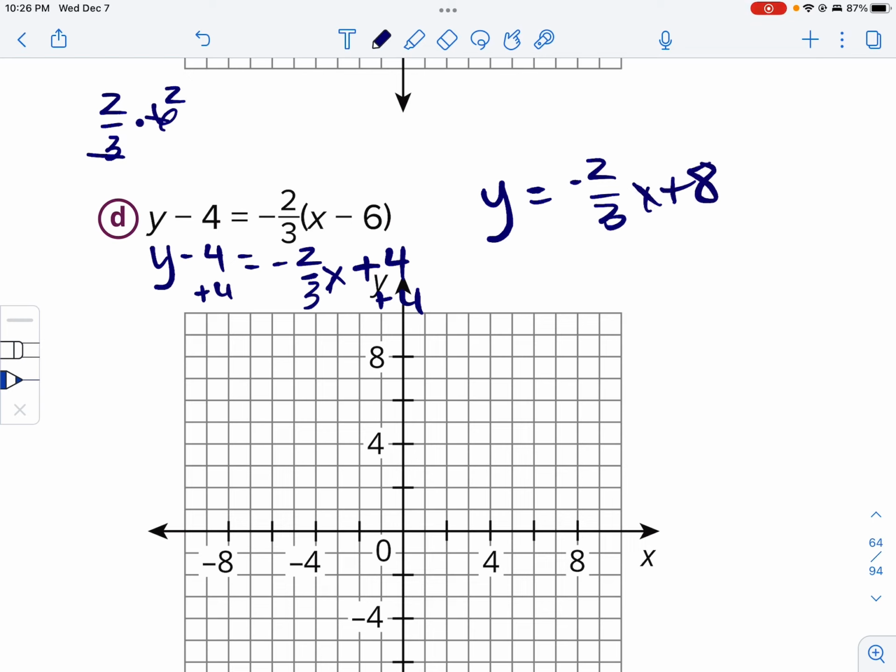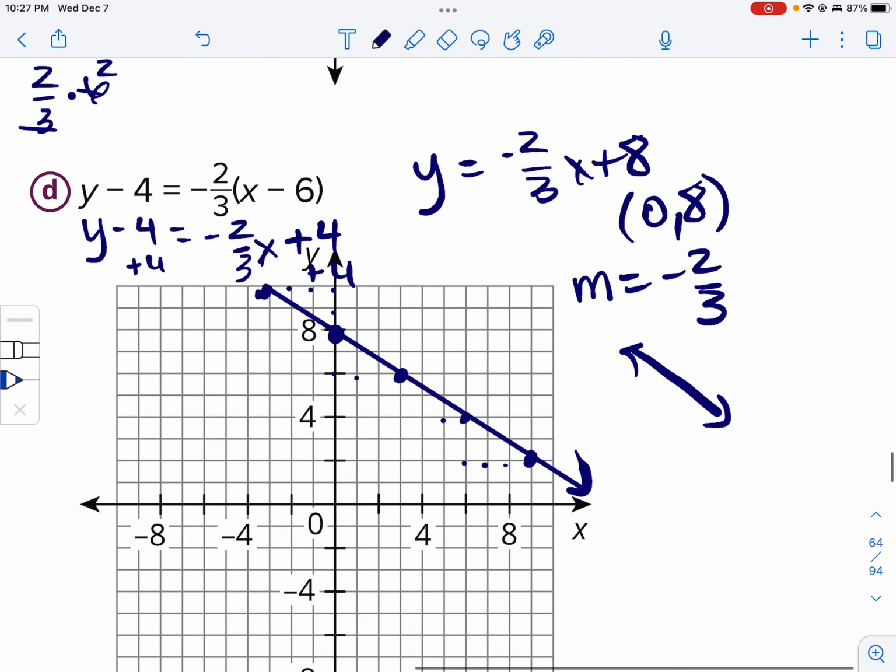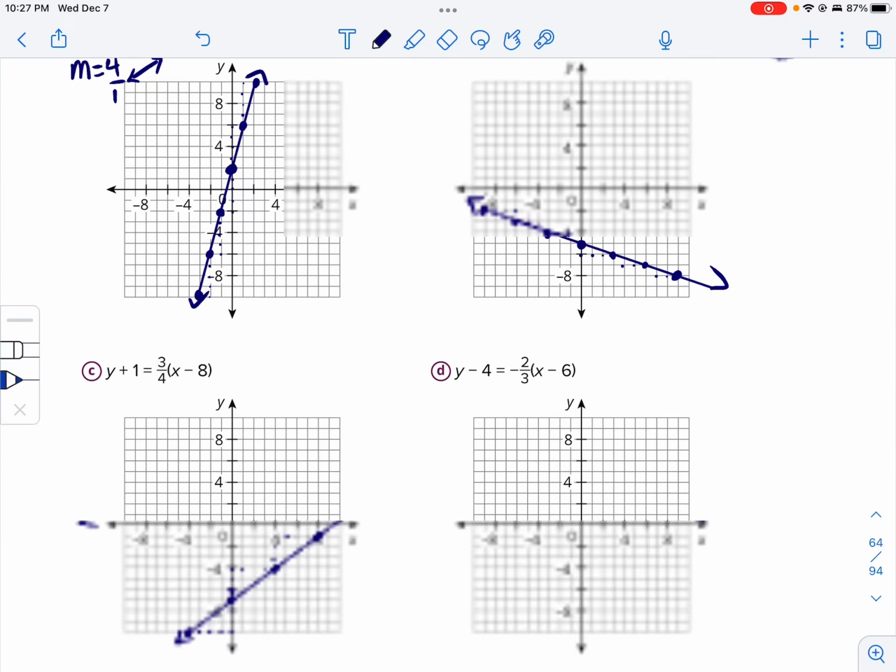So this is y-intercept of 8 and negative 2/3. So I'm going to go to 8. This is nice negative, so it's going this direction. If I go up 2, I have to go to the left 1, 2, 3. Go down 2, and I go to the right 1, 2, 3. Down 2, over 1, 2, 3. And then I draw a line. And there you have it.